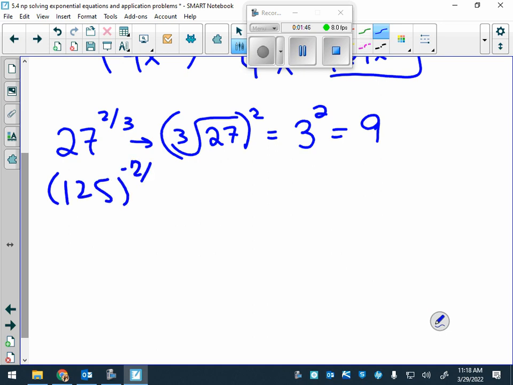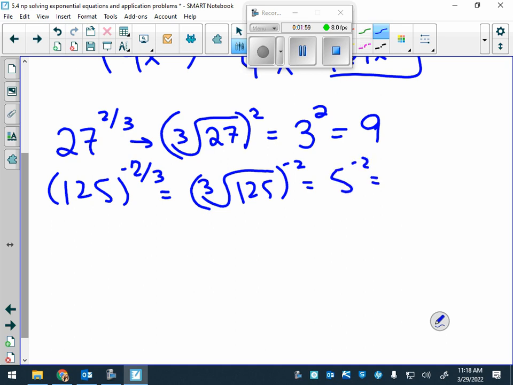125 to the negative 2/3. Cube root of 125. What's the cube root of 125? 5. Can we have a negative exponent? No. This is not negative 25. It's 1 over 5 squared, which is 1 over 25.